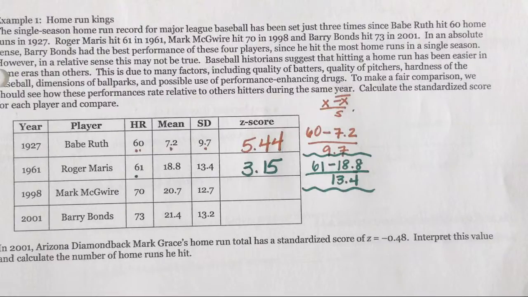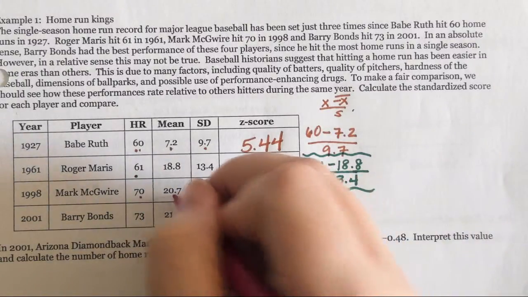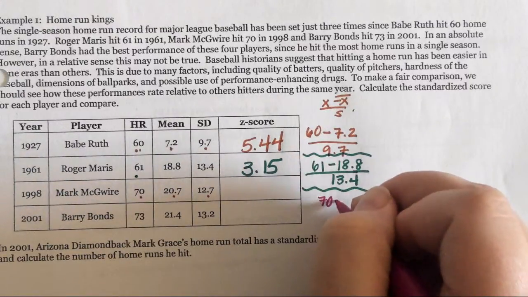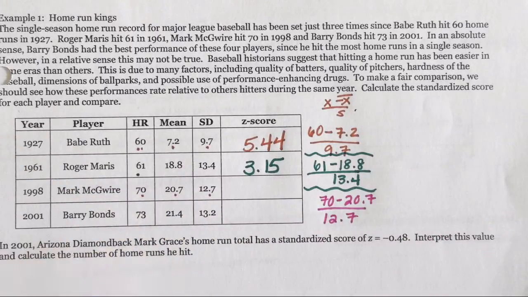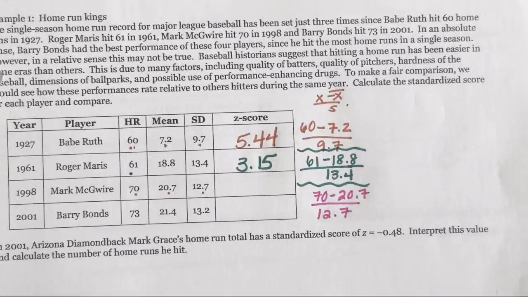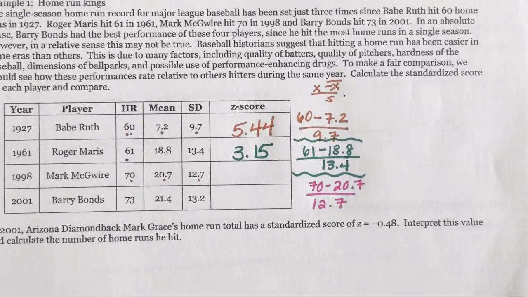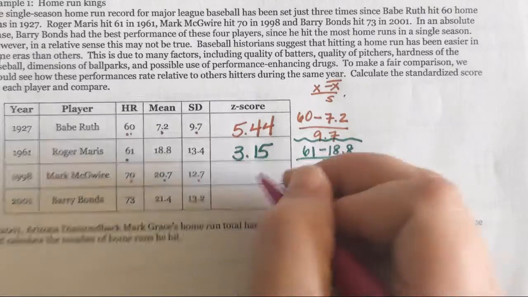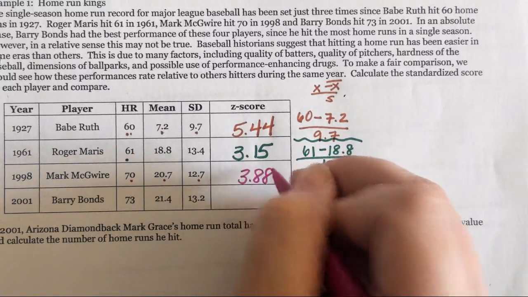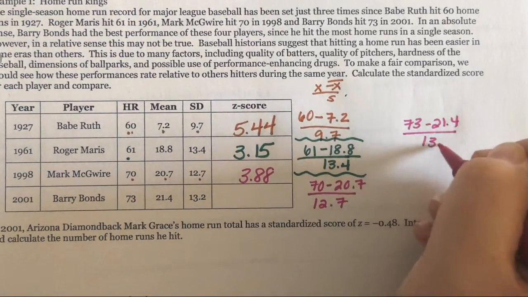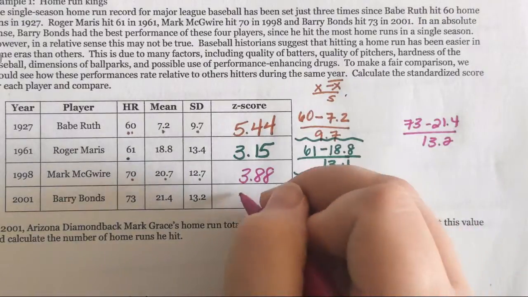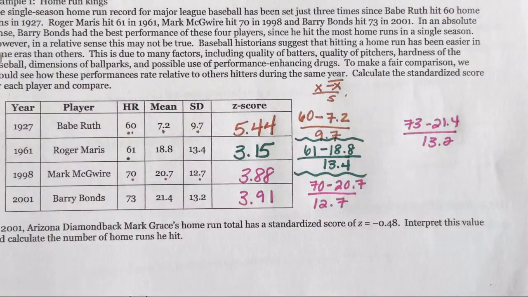Okay, and then we're still doing the same old process. My sample minus my mean divided by my standard deviation. So 70 minus 20.7 divided by 12.7. And what do you get? 3.88. And then last but not least, 73 minus 21.4 divided by 13.2. What do you get? I have it at 3.98.